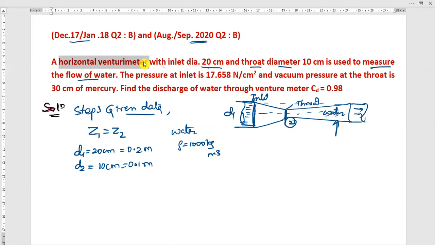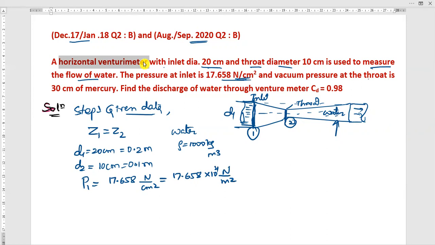Next, the pressure at inlet is 17.658 Newton per centimeter square. The pressure at this point 1. Dear students, observe carefully the unit Newton per centimeter square. It is in terms of pascals, so it is not pressure head. It is pure pressure P1, 17.658 Newton per centimeter square. You convert it into Pascal: 17.658 multiplied by 10 to the power of 4 Newton per meter square.